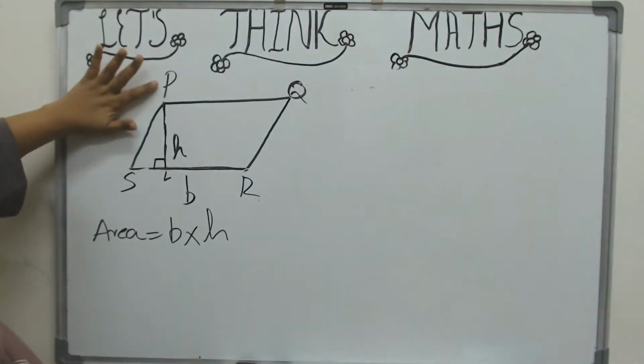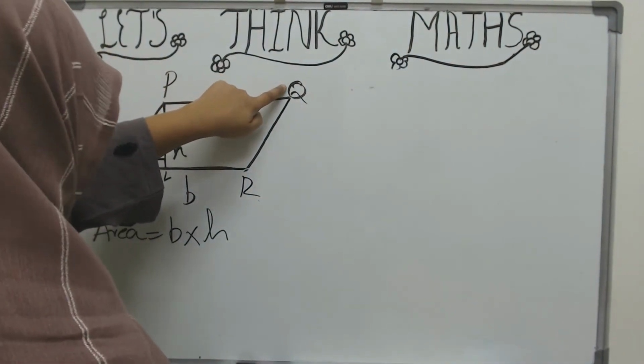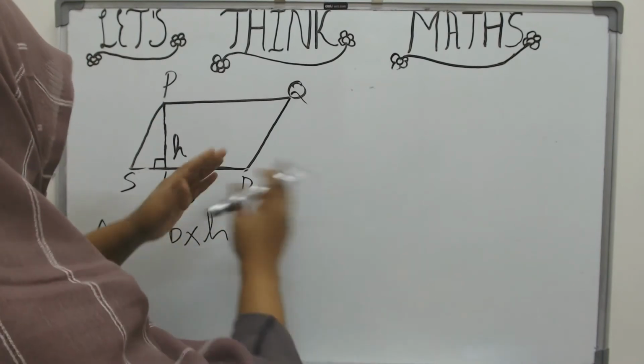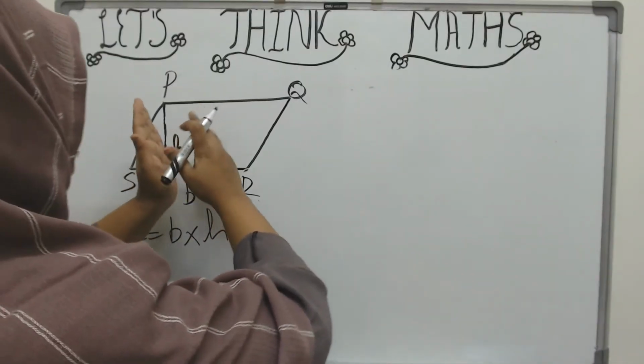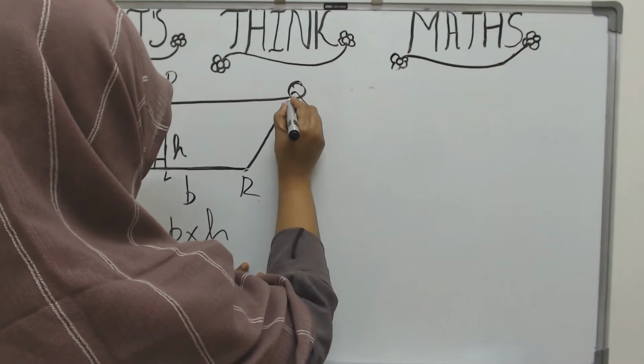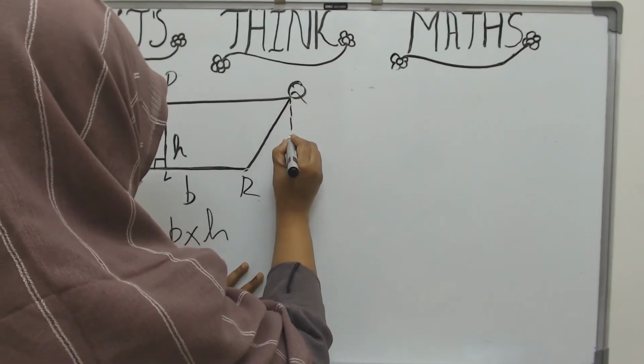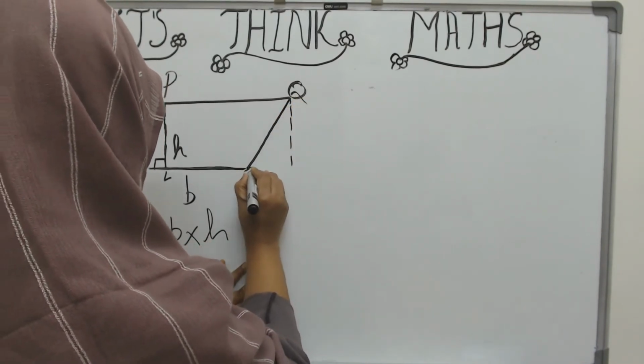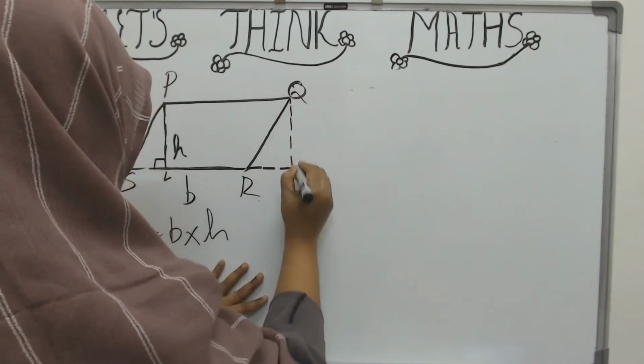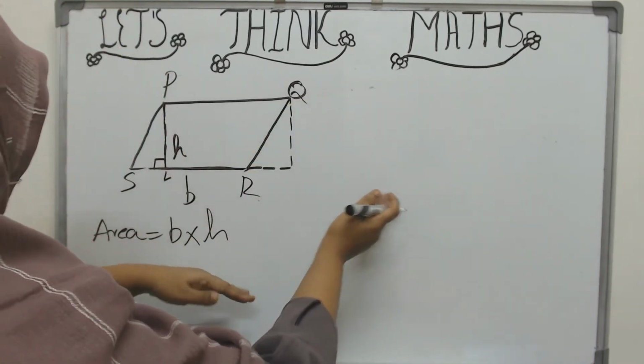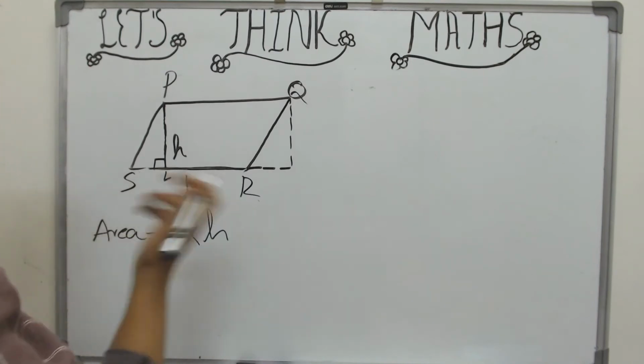We have drawn from P. Now we will draw from Q. It will be a height, but it will be the altitude, but it will lie outside the parallelogram. Why? Because if you draw a straight line from Q such that it meets RS, look at it, it falls outside the parallelogram. And what will its height be?